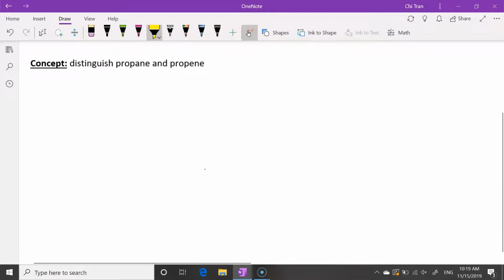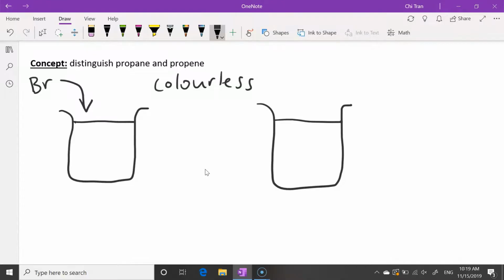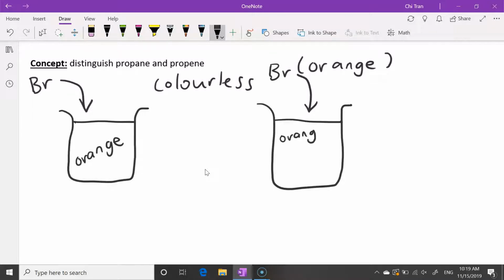So let's say we have two beakers of two unknown solutions, and it can either be propane or propene. And both of these solutions are colorless. So how we distinguish between propane and propene is we need to add bromine into each of the beakers. And bromine has a color of orange. So once we add bromine to the first beaker, the first one will turn orange. But if we add bromine to the second beaker, initially the solution becomes orange, but it will eventually turn colorless.